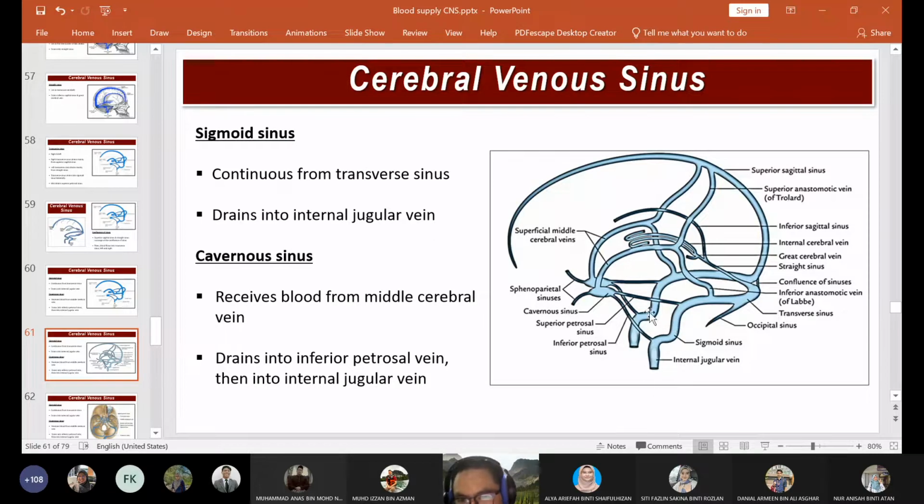This one is also a good one to go through. Nanti awak tengok satu-satu. Cavernous sinus, superior petrosal, transverse sinus, inferior petrosal, IJV. So this is your venous system.